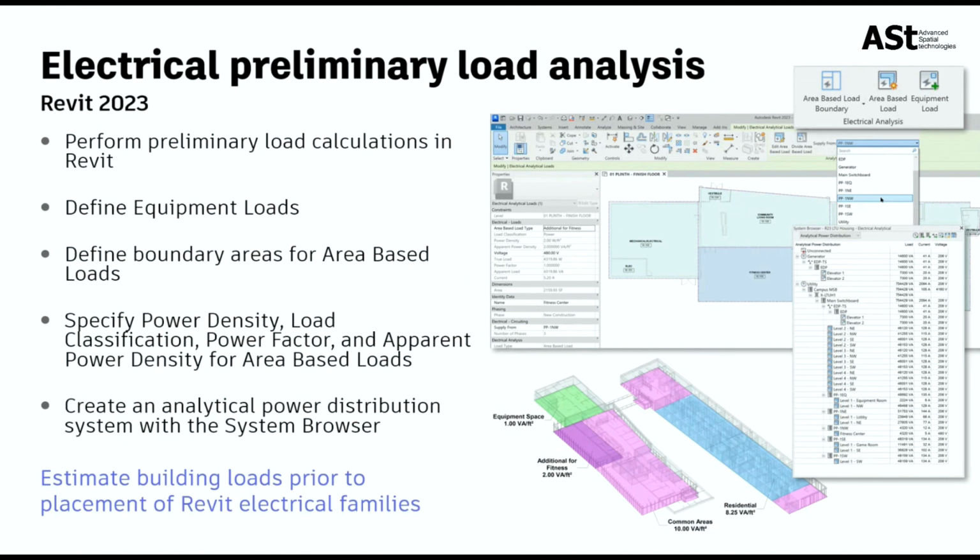2023, for electrical engineers, there are new features for electrical analysis. Electrical engineers and designers working in Revit can now leverage an architect's PDF, a DWG or Revit geometry to perform preliminary load calculations earlier in the design process, prior to having to even model any electrical equipment. The Revit electrical analysis tool enables you to define boundary areas for area-based loads and equipment loads. These features can help you capture the main loads, equipment, and distribution systems for your BIM projects in Revit.